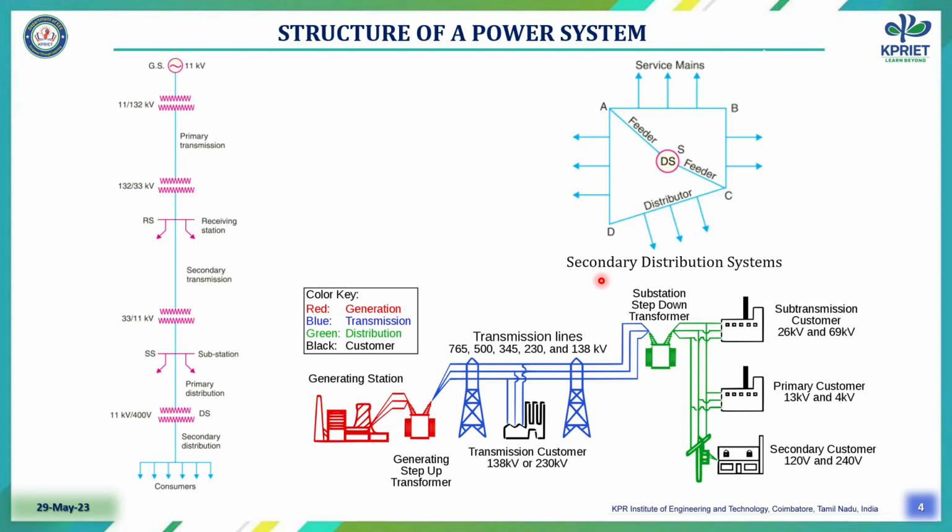In the secondary distribution, the distributor, feeder and service main play a vital role in the distribution system. The feeder connects with the different lines connected to the primary distribution. Then the distributor connects to each and every feeder. Through the distributor, the service mains are connected. The service main is the main which is tapped from the distributor to the consumer. So each and every home is connected through the service main from the distribution system.